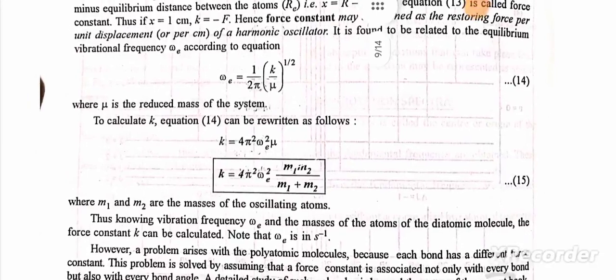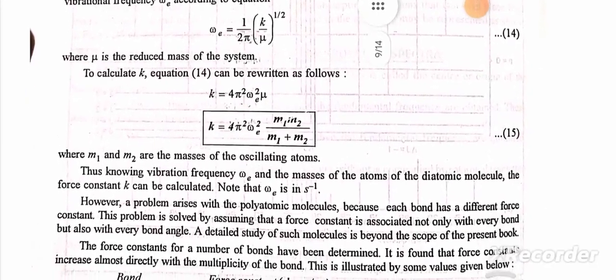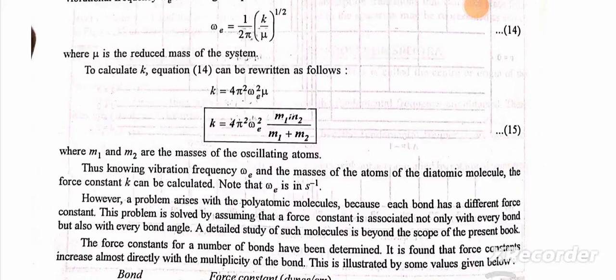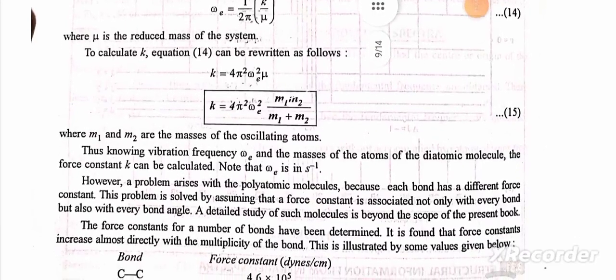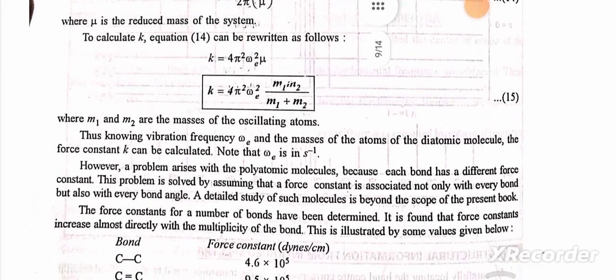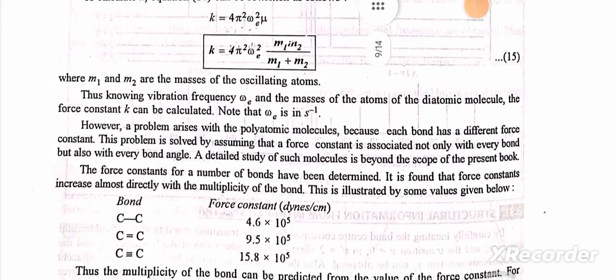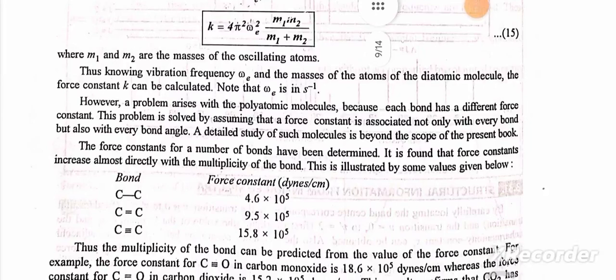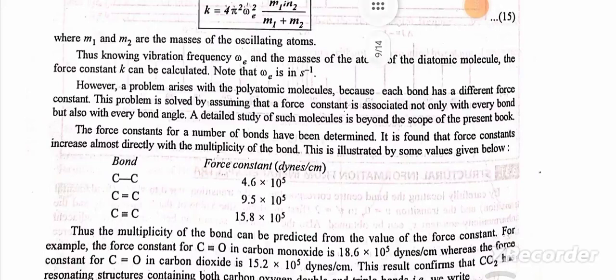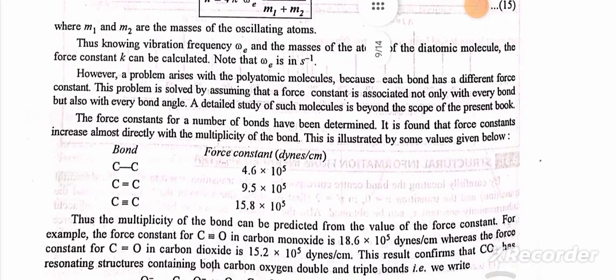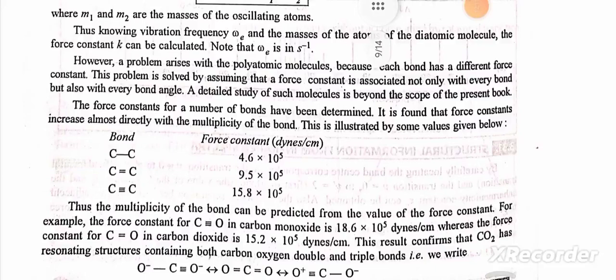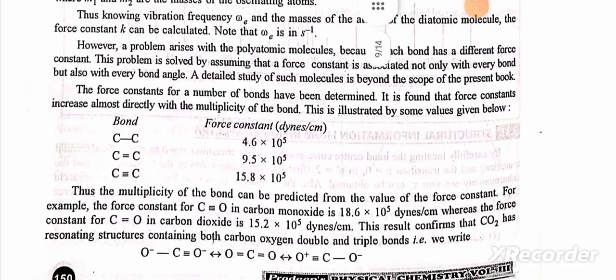ωe equals 1 by 2π (k by μ) to the power 1 by 2, where μ is the reduced mass, and to calculate k, it can be rewritten as follows, where m1 and m2 are the masses of the oscillating atoms. Thus, knowing the vibration frequency ωe and the masses of the atoms of the diatomic molecule, the force constant can be calculated. However, a problem arises with polyatomic molecules because each bond has a different force constant, and it is solved by assuming that a force constant is associated not only with every bond but also with every bond angle. Thus, the multiplicity of the bond can be predicted from the value of the force constant.